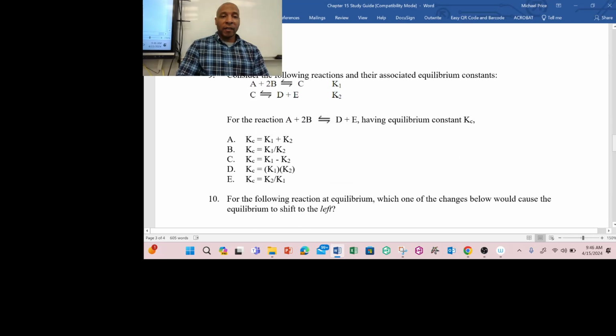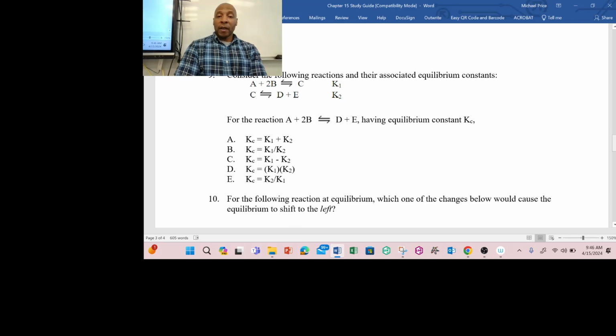Okay, number 9 says consider the following reactions and their associated equilibrium constants. A plus 2B yields C. Okay, and we're going to call that K1. The K for that reaction, we're going to call it K1. And then another one is going to be C yields D plus E. We're going to call that K2. Now, of course, if you add those reactions together, you're going to get the reaction at the bottom. A plus 2B yields D plus E, right?